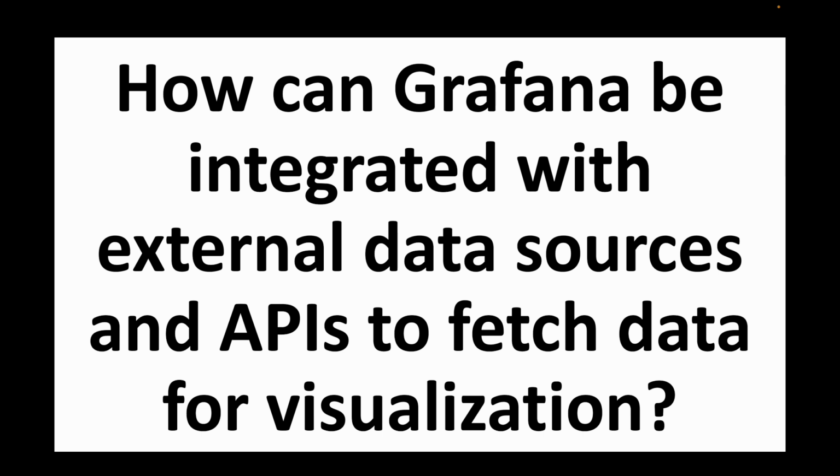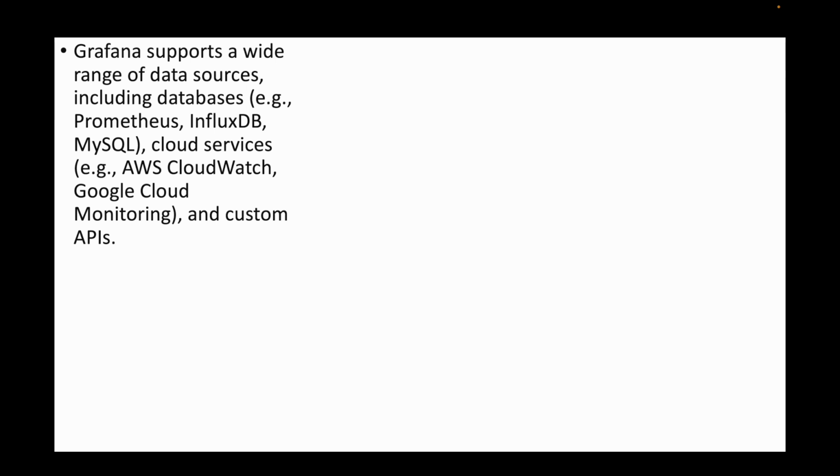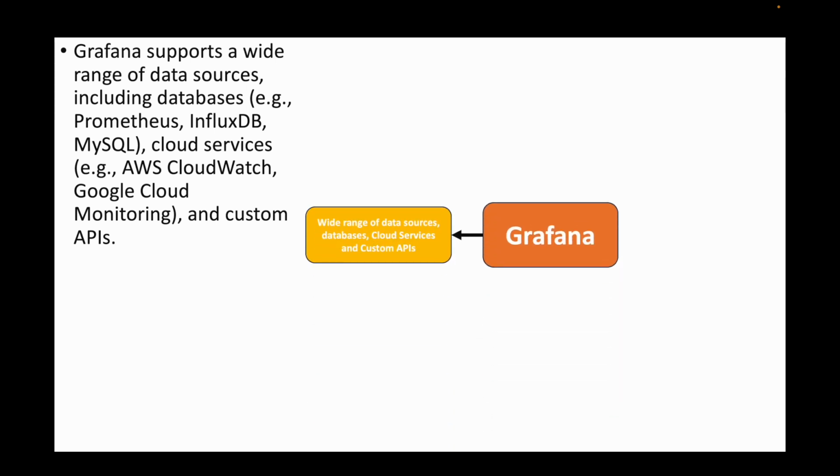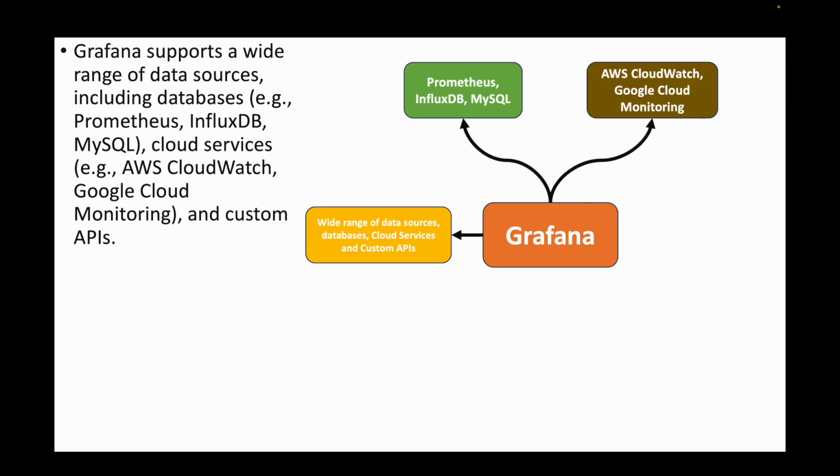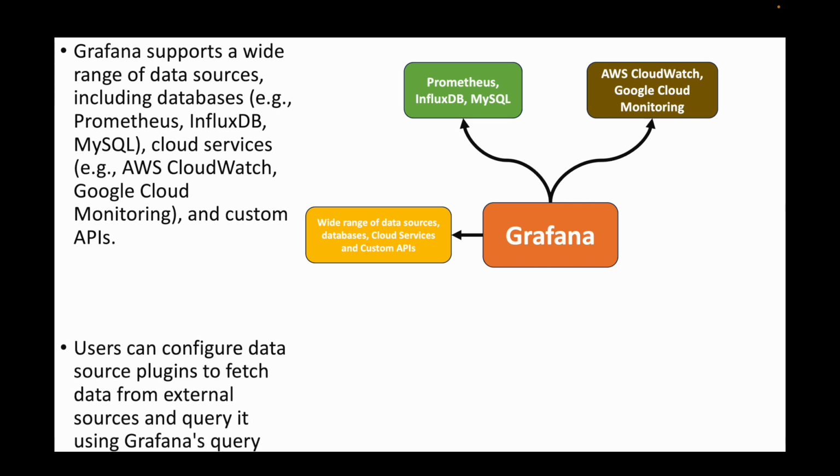The next question we have is, how can Grafana be integrated with external data sources and APIs to fetch the data for visualization? So Grafana can be integrated with external data sources. It provides support for a wide variety of data sources, databases, and also cloud services. And also you can have your own custom APIs. So we can make use of data sources like Prometheus, InfluxDB, MySQL database, and cloud services like Amazon AWS CloudWatch, Google Cloud Monitoring, among other options that are available.